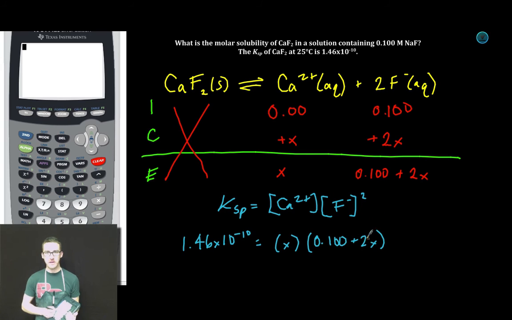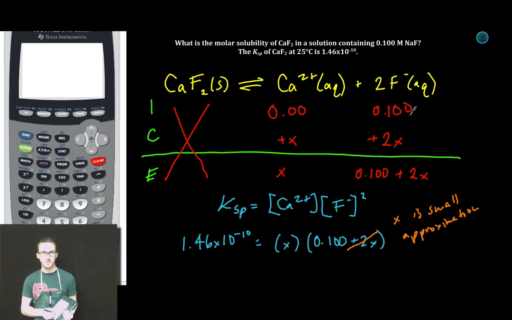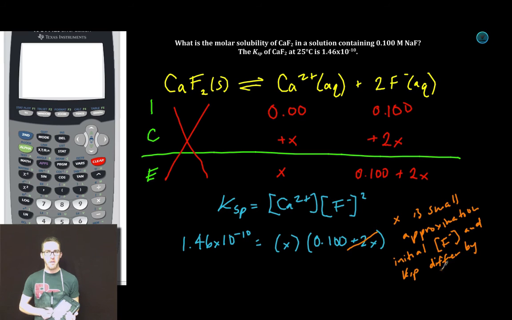Now, before I go any further, I'm going to do the x is small approximation. The reason I'm going to do that is because my initial concentration of fluoride ion is more than 1,000 times larger than my value of Ksp. So I can be pretty confident that the change in fluoride concentration isn't going to be very significant. We can always check that at the end, but a good rule of thumb is simply to compare your initial concentration and Ksp. If they differ by a factor of 1,000 or more, you're good to go. X is small approximation: initial concentration of fluoride ion and Ksp differ by more than a factor of 1,000.